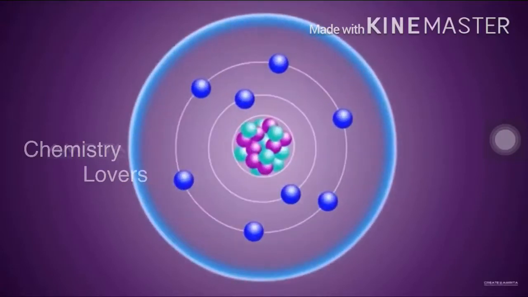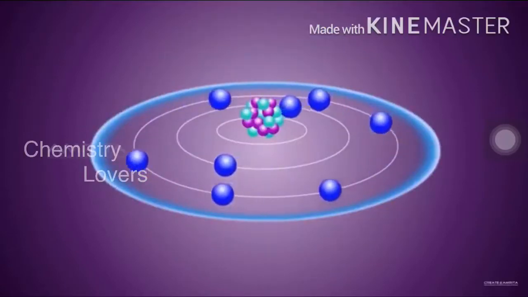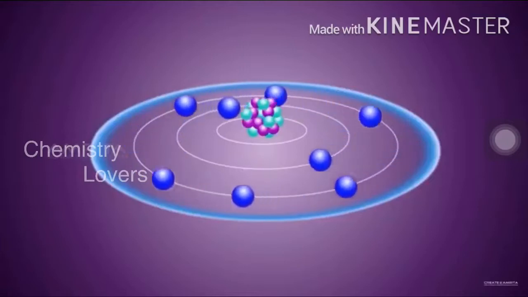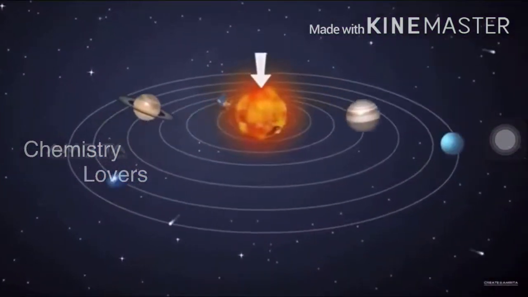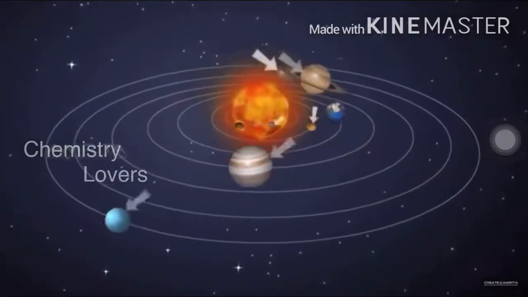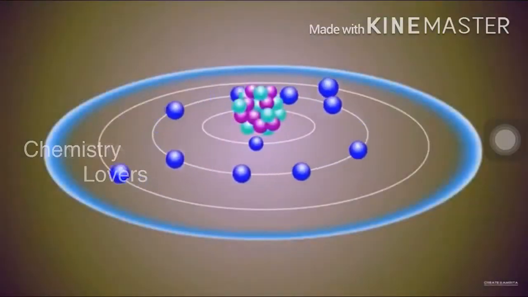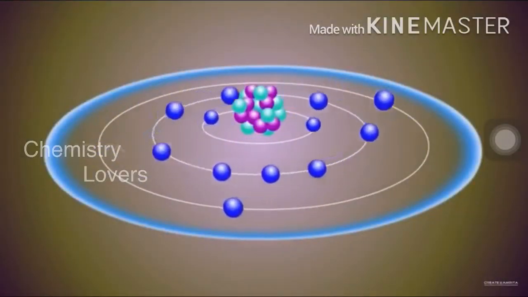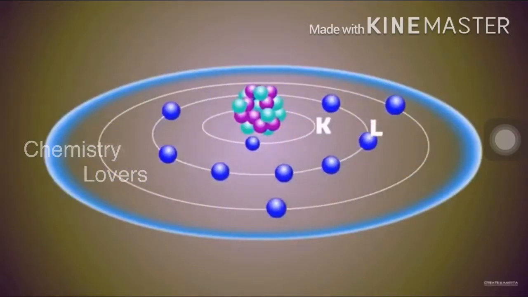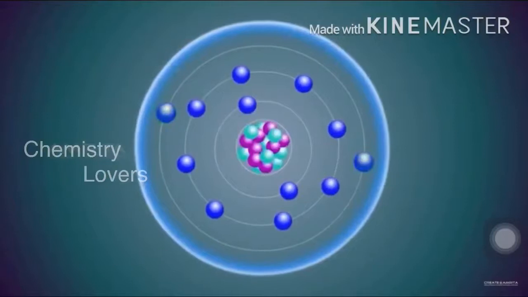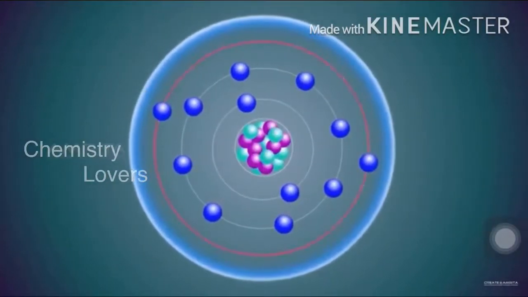Electrons are distributed in definite paths in an atom called shells or orbits, and different electrons revolve around the nucleus in their own different paths. It is similar to the solar system. In the solar system, all the planets revolve around the sun, and in the atom all the electrons revolve around the central nucleus. The electrons that are present in the outermost shell are called the valence electrons, and this shell is called the valence shell.